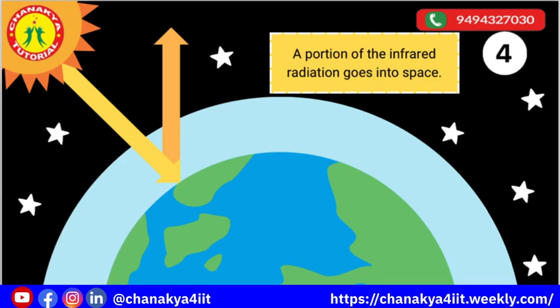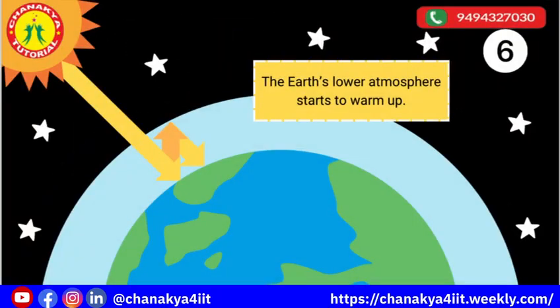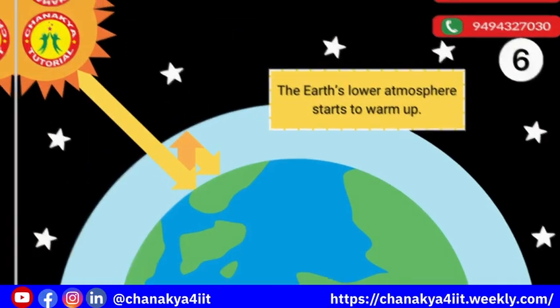Fourth, a portion of the infrared radiation goes into the space. Fifth, the greenhouse gases in the atmosphere absorb some of the infrared radiation. Sixth, the Earth's lower atmosphere starts to warm up.